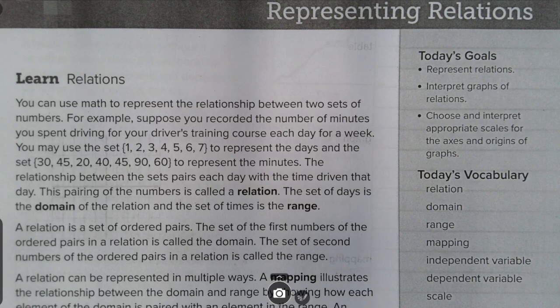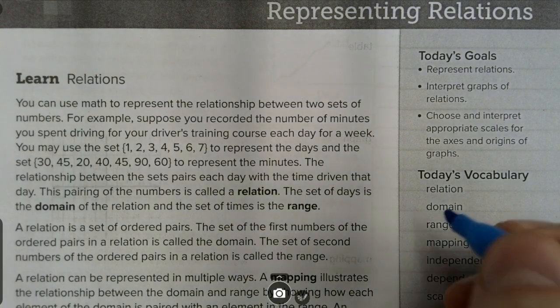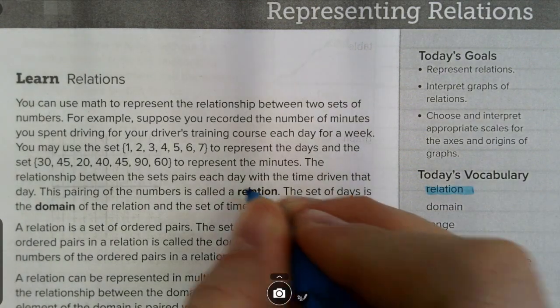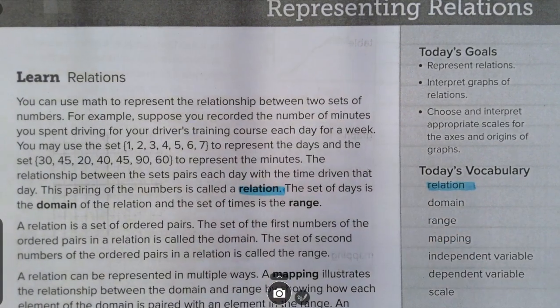Hello, today we're going to be going over representing relations. So, we have some new vocab words today. We have relation, domain, range, mapping, independent variable, dependent variable, and scale. All right, let's get those words highlighted.